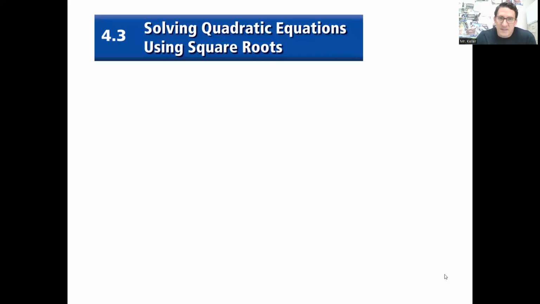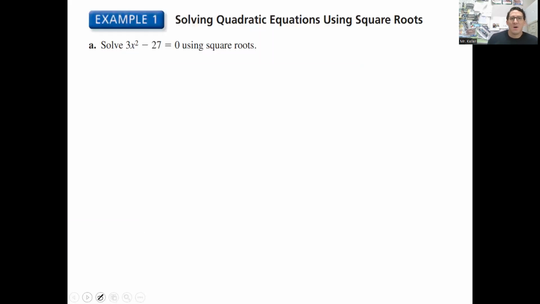All right, IM2 classes. Today we are solving quadratic equations by using square roots, just using some algebra. Starting off, we're going to solve this equation.